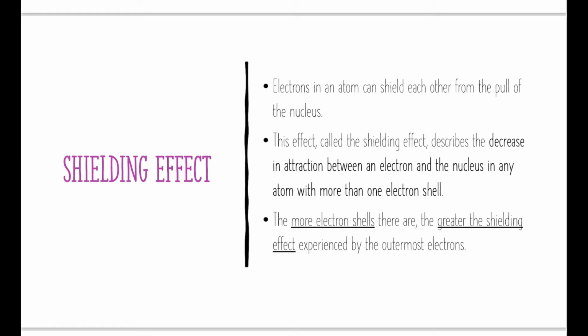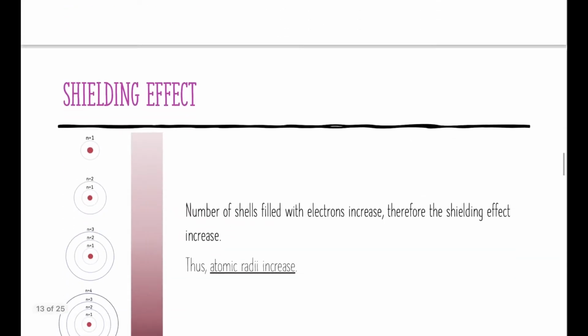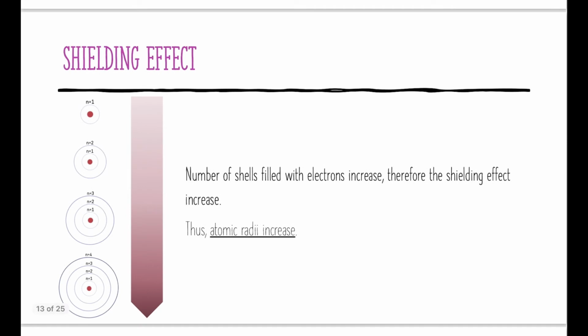This means that the more electron shells there are, the greater the shielding effect experienced by the outermost shell. As you can see here, the higher the number of shells contained by your atom, the bigger your atomic radii becomes. This is due to the shielding effect, which increases with increasing number of shells.